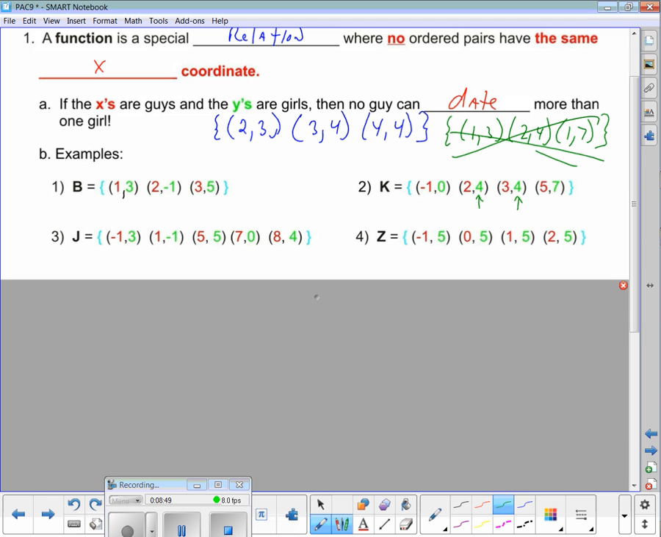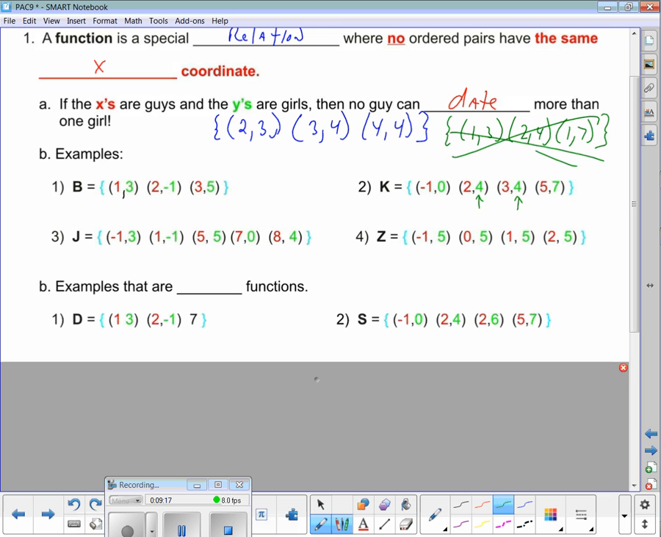Look at this, though. Girl 5 is dating every one of those 4 guys. But you know what? If you input a -1, what do you output? 5. If you input 1, what do you output? 5. If you input 2, what do you output? 5. It's not a problem. You know what to output. So it works. And that is the life of functions. Any given input can have only one output. The guys are only listed one time. If you see the guy listed more than once, then you got a problem.